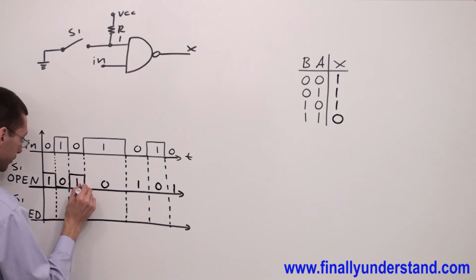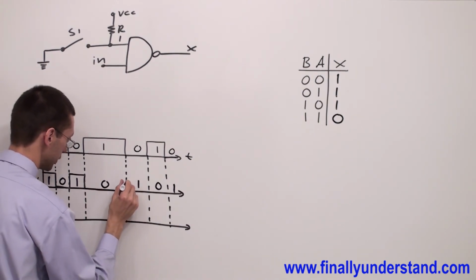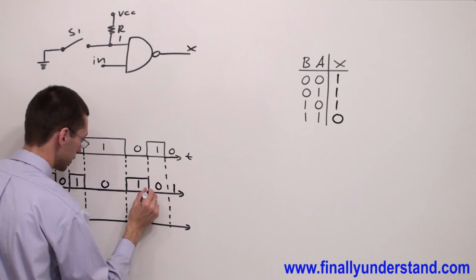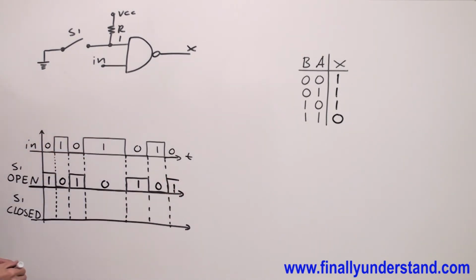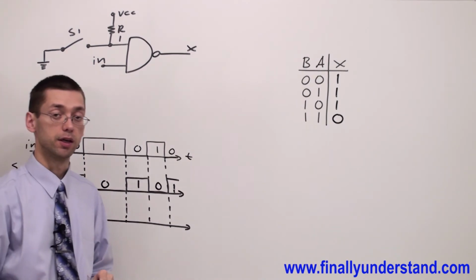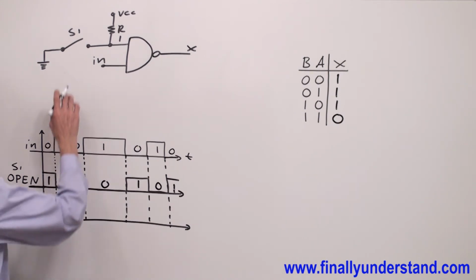Please notice that the output waveform of my circuit is nothing else but the complement of the input waveform. Okay, so the output waveform when switch 1 is open is simply the inverse of the input waveform. Now let's take a look at what will happen with the output waveform when we close the switch.